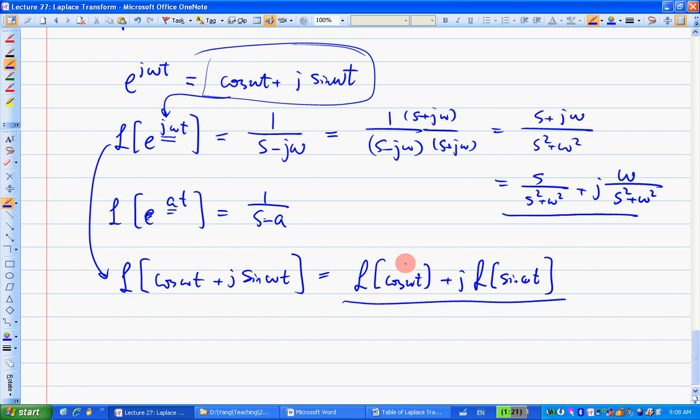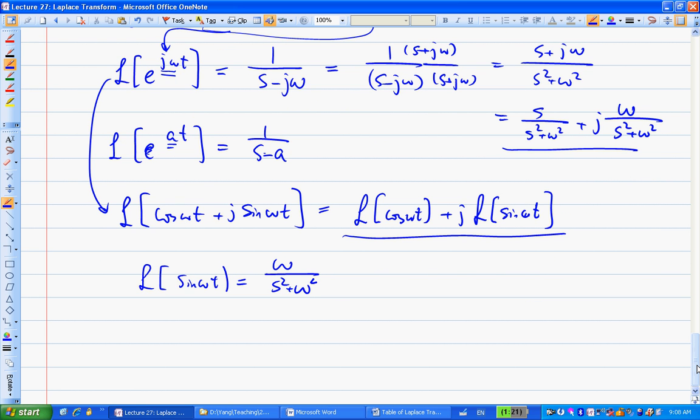So which means what? The Laplace of cosine omega t is this, and the Laplace of sine omega t is this one here. That makes sense, right? So the Laplace of sine omega t is omega over s squared plus omega squared, and the Laplace of cosine omega t is s over s squared plus omega squared. So this is where they're from.